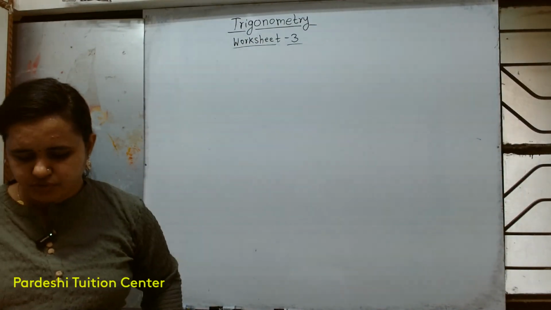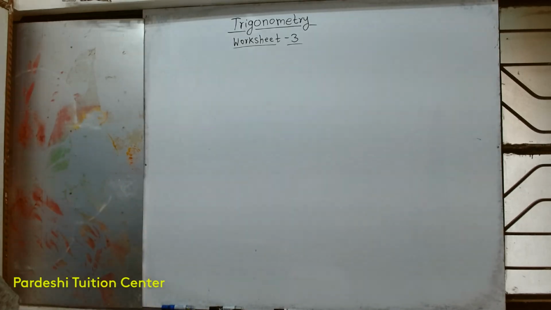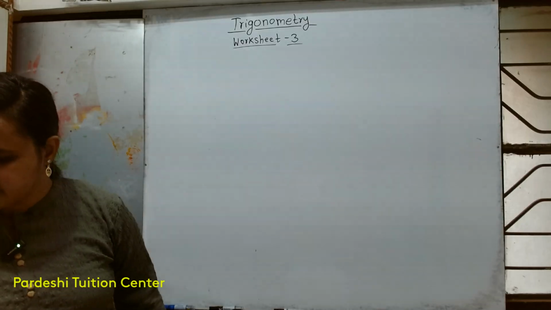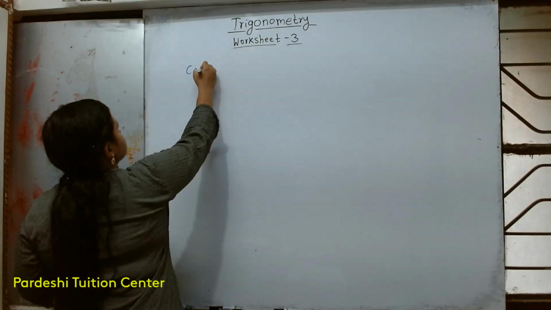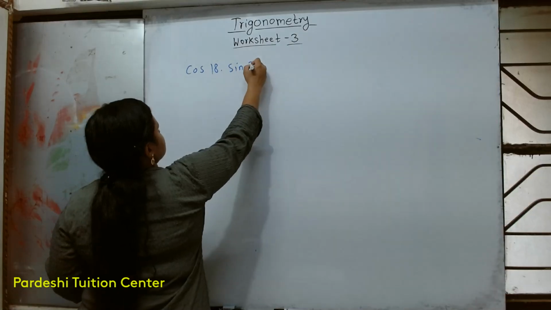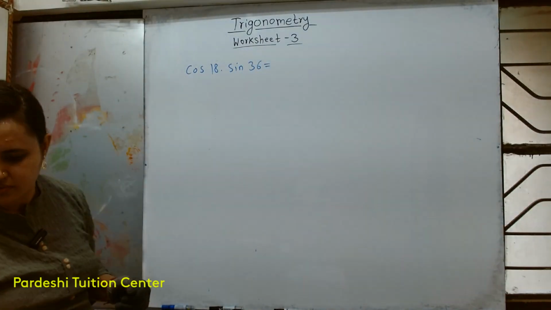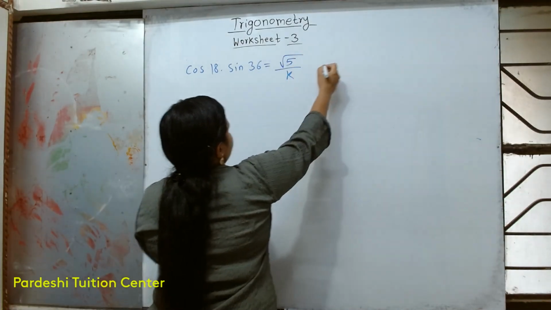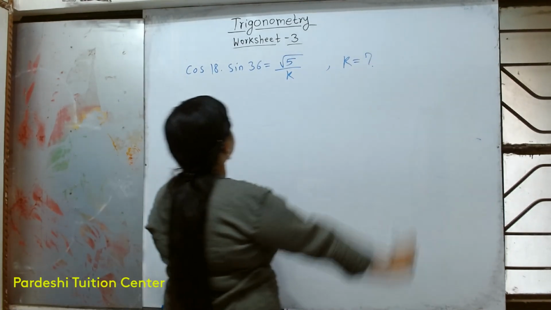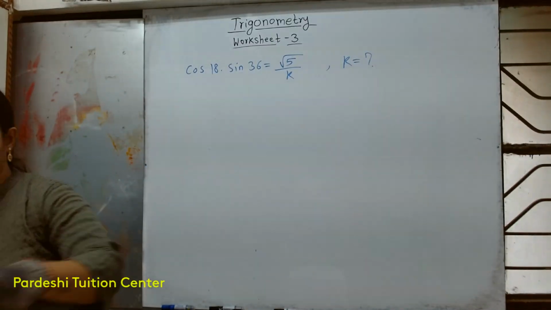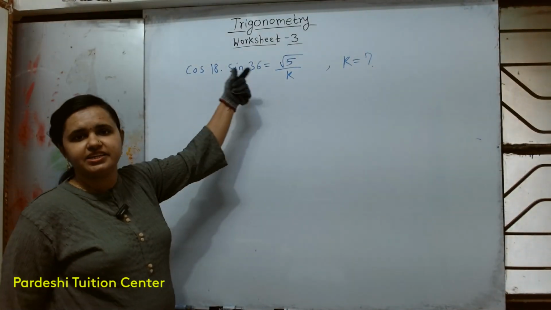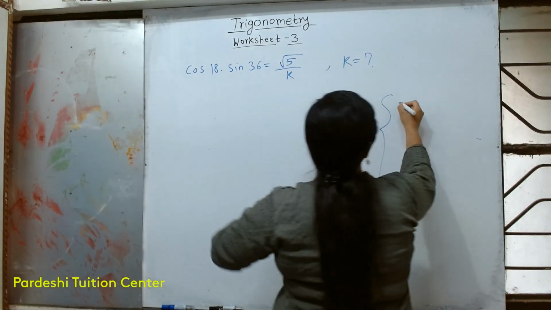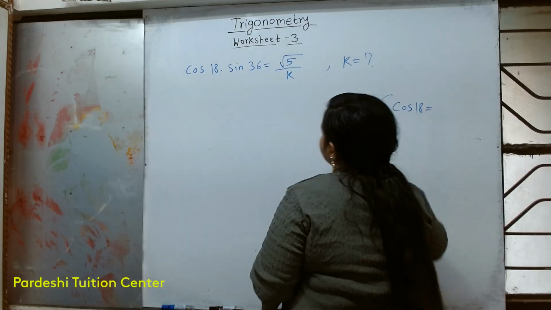Now question 24. Question 24 is cos 18 sin 36 equals root 5 by k, and we have to calculate the value of k. Again it is very easy. You have to just put in the value of cos 18 and sin 36. We have written the values of these in the formulas. Just go and check the videos.